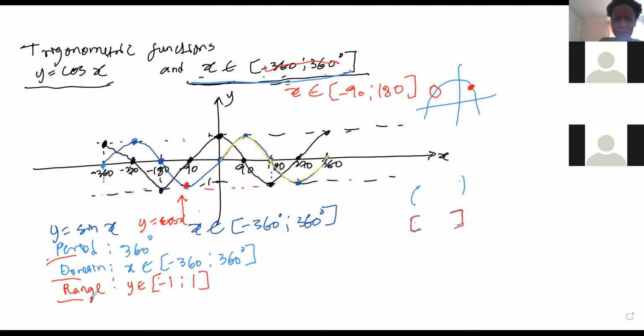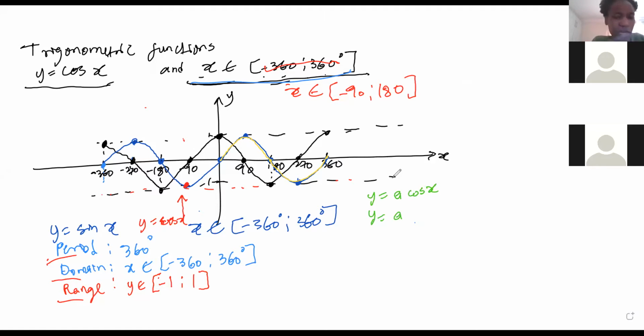Then let's look at the tangent. Okay, before we go there, maybe let's look at this. So a general formula for a cosine graph, you have y equals a cos x, you have y equals a sin x, you have y equals a tan x.